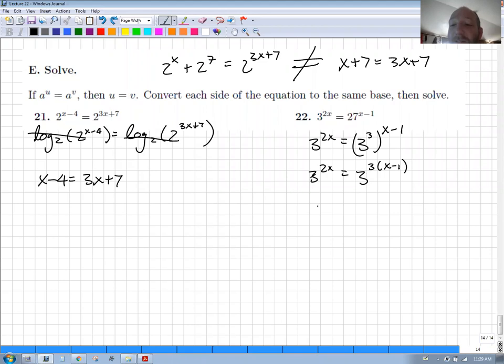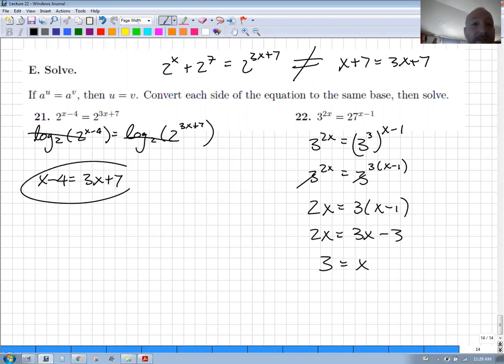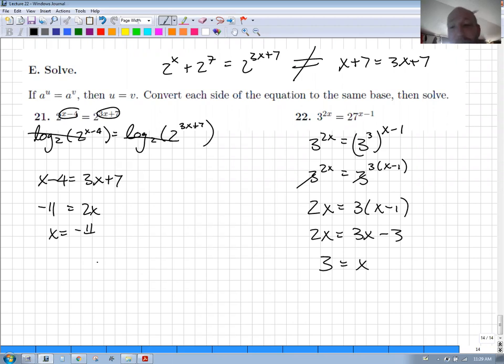So what that tells us is we can say 2x is 3 times x minus 1, or 3x minus 3. So let's see. If I subtract 2x from both sides, I get an x, and I add 3 to both sides. I get x equals 3. Oh, I never finished this one over here, did I? I just said, okay, that equals that. So let's see, if I subtract x, then subtract 7. So x is a negative 11 halves.